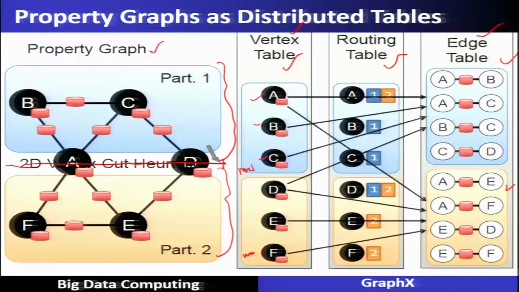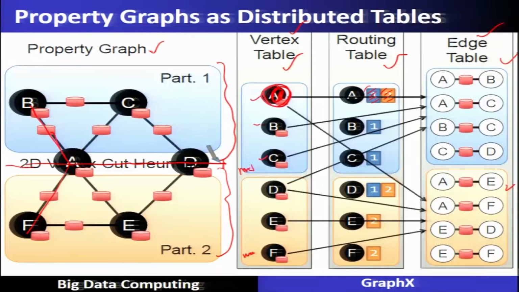By routing table we mean that, for example, the vertex A is being referred to by the edges in both the parts, that is, it will be referred to by A, by B, by F. So, that means the vertex A will be referred to in both the partitions. Therefore, the routing table will contain the partitions where this vertex A will be referred to.